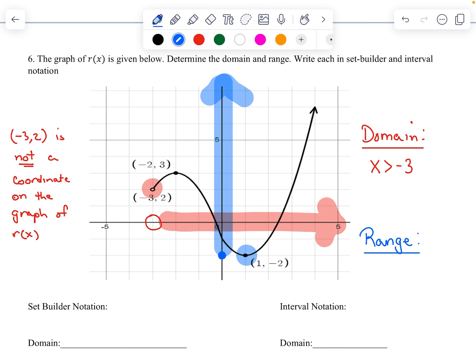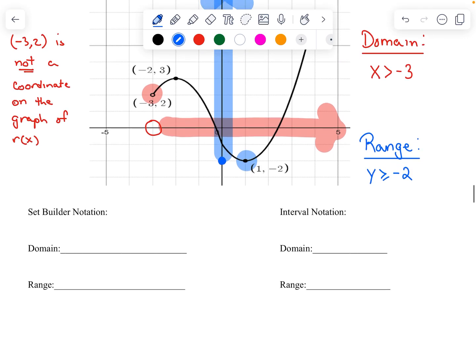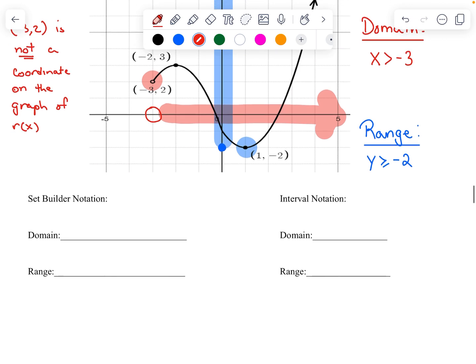All right, since the circle is closed, we can assume that the coordinate 1, -2 is indeed on the graph of this function. So that will imply that the range is y is greater than or equal to -2. All right, so now that we wrote the inequalities, let's go ahead and write the domain and range in set builder notation. For the domain, that is going to look like this.